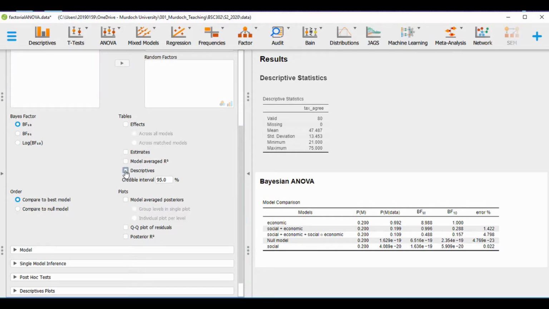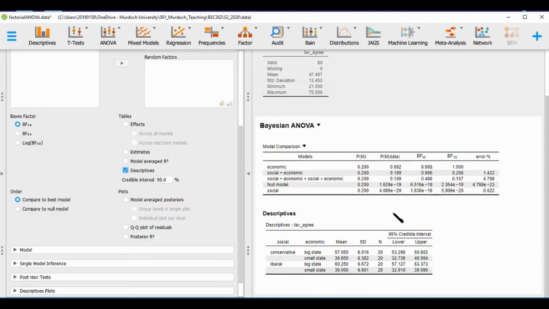So if we take descriptives with credible interval, we have there the descriptives. We've got for conservatives that believe in big state, 57.05 agreement. Those who believe in small state, 36.65 agreement. Liberals that believe in big state, 60.25 agreement. And the liberals who believe in small state, 36.0 agreement. These are the standard deviations, number of observations, and the 95% credible interval of the posterior distribution.